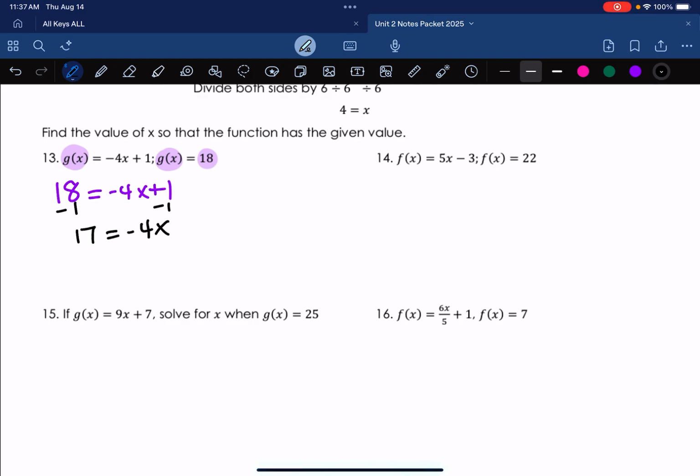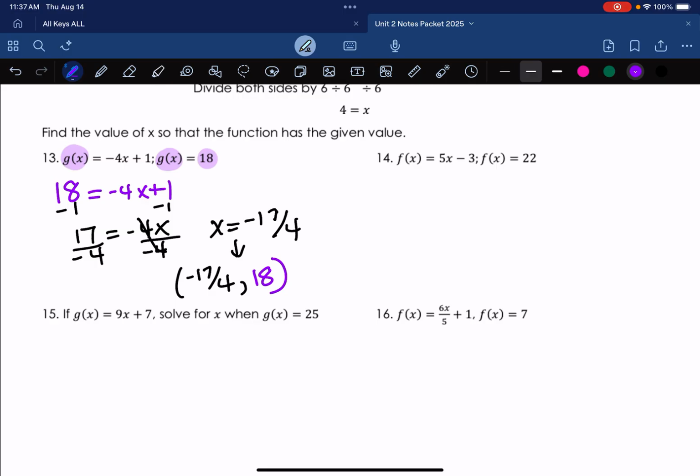It's not a pretty answer. So x is equal to -17/4, which is okay. We can get an ugly answer. So now we can kind of work it backwards. If I want to write it as a coordinate point, the x value is what we just solved for, and we were given the output of 18.